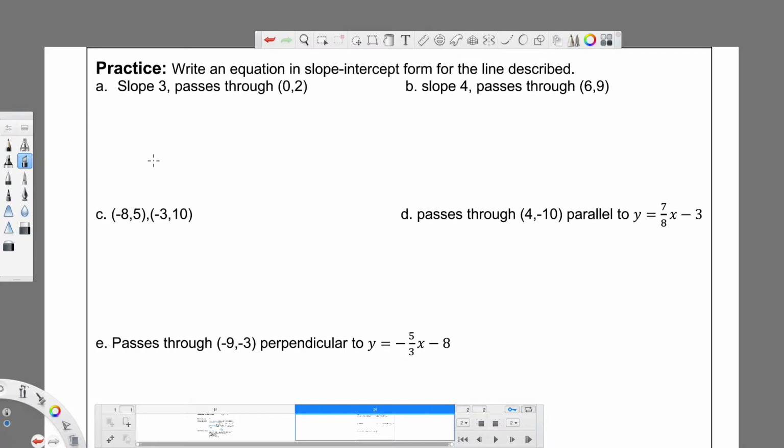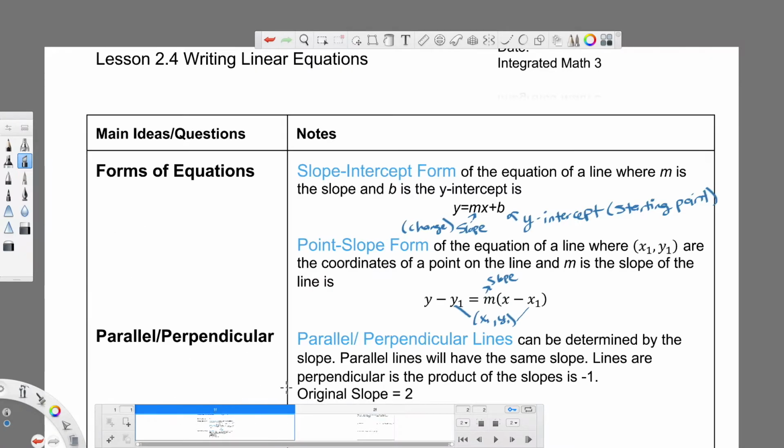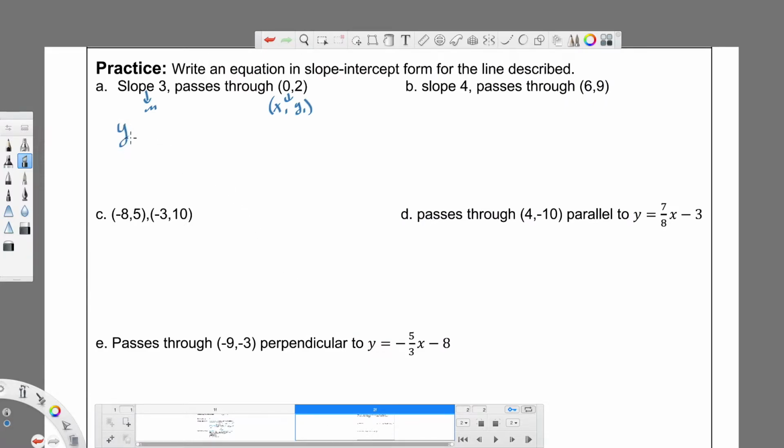All right, so this gives us a slope. Remember, that's our m. It tells us passing through this point. So this is x1, y1. So it's giving us a point, so we have to plug it into point-slope first. Remember, we're using this form here, so we're doing the y's first. y minus y1, which is 2, equals m times x minus x1, which is 0.